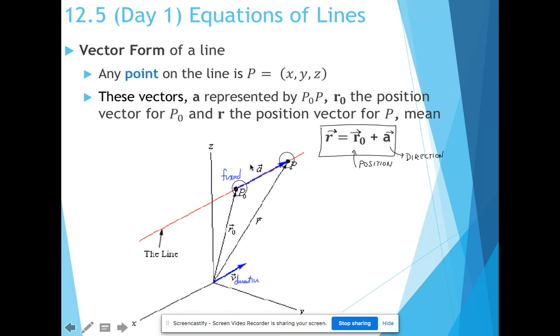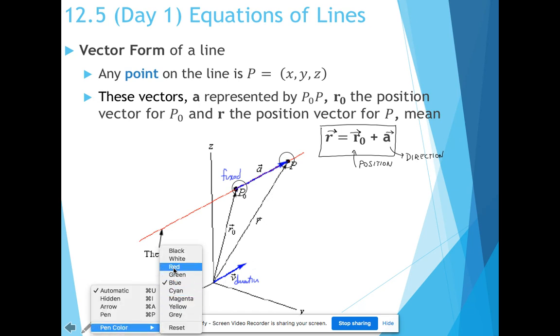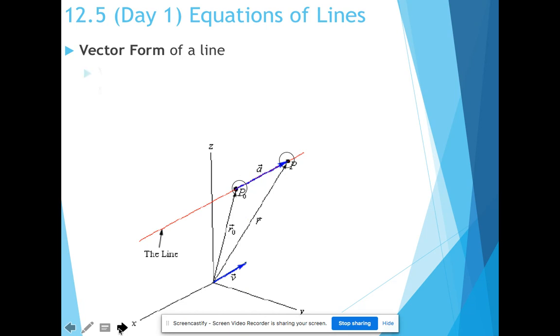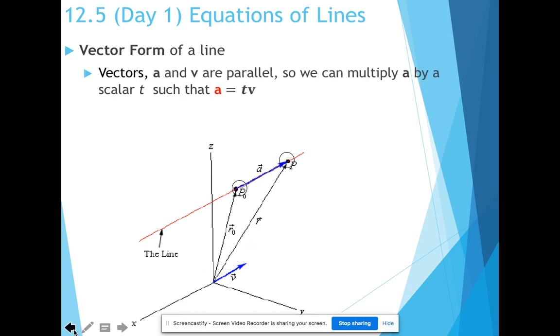I still haven't really talked about where this a comes from, but do you believe this statement? Vector r is equal to, by vector addition, r sub 0 plus vector a gets me vector r. A is my direction vector, but you're thinking, hey, my direction vector is down there. Well, remember that since a and v are parallel, a and v are parallel, so you can multiply v by a scalar t such that a is equal to tv. I can take my direction vector, multiply it by a scalar, and it'll be vector v. That's what parallel vectors means.